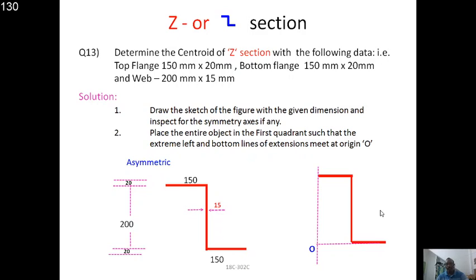Hence we adopt the procedure for asymmetric sections using the first quadrant positioning. So I place the entire object in the first quadrant such that the origin is completely on the positive side. So we made all the coordinates positive. You can also see that this portion is away from the origin and this portion touches the origin lines, so that the entire object is in the first quadrant.